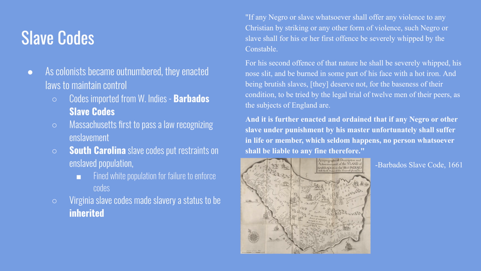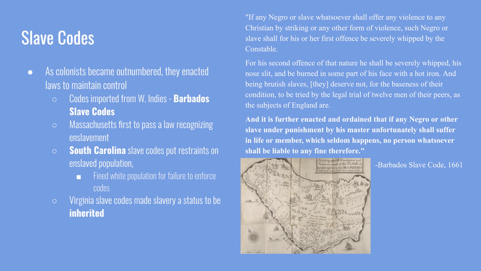One other key thing that came from the Barbados Slave Code in 1661 is the clause that indemnified colonists or enslavers from accidentally killing enslaved people. It said, "It is further enacted and ordained that if any Negro or other slave under punishment by his master unfortunately shall suffer in life or member, which seldom happens, no person whatsoever shall be liable to any fine therefor."